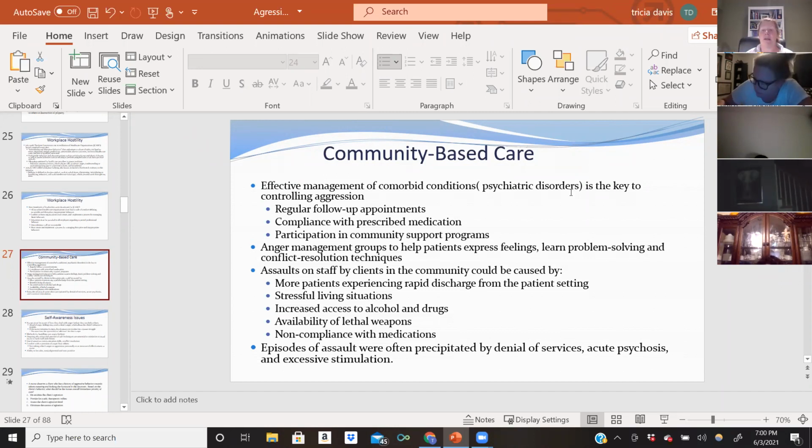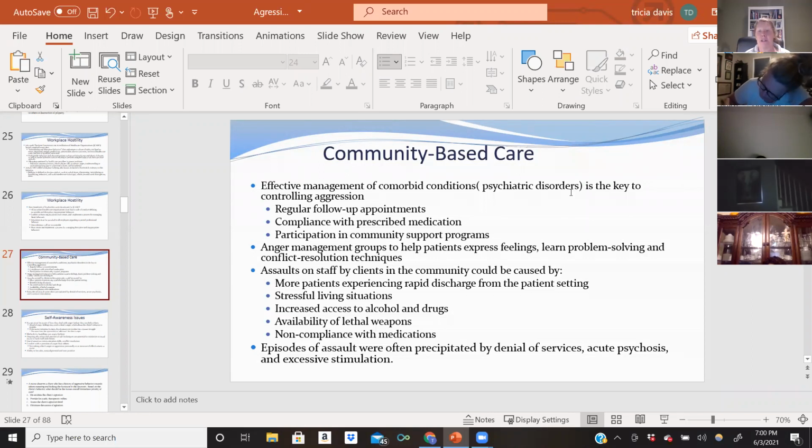Well, the benefits may outweigh the risks, and in 2 or 3 weeks, you might not be having that symptom anymore. So we need to do everything we can to make sure patients are compliant with their prescribed medication. And then we want to encourage them to participate in those community support programs. So if they're going to a Narcotics Anonymous meeting or an Alcohol Anonymous meeting or any type of self-help group, we want to encourage them to actively participate in those groups.